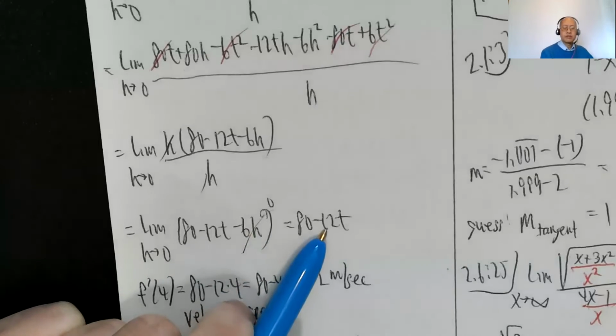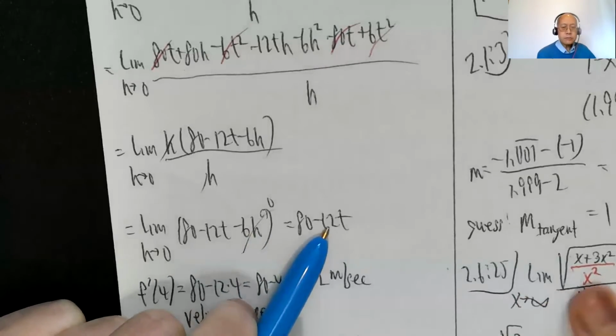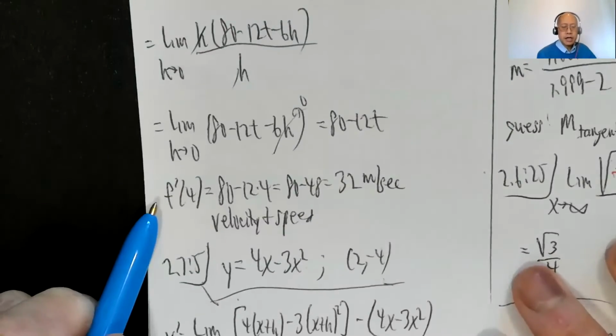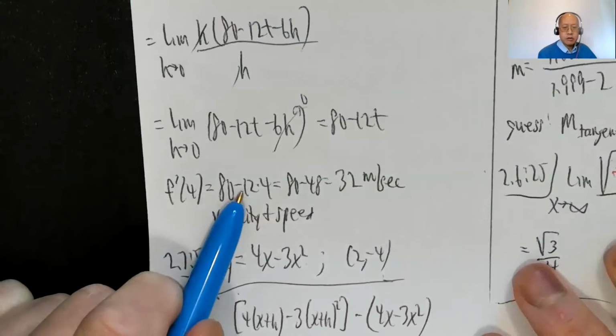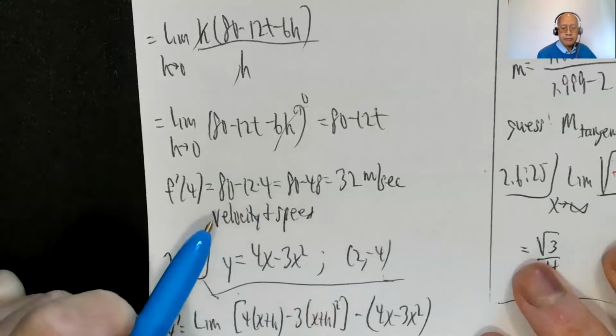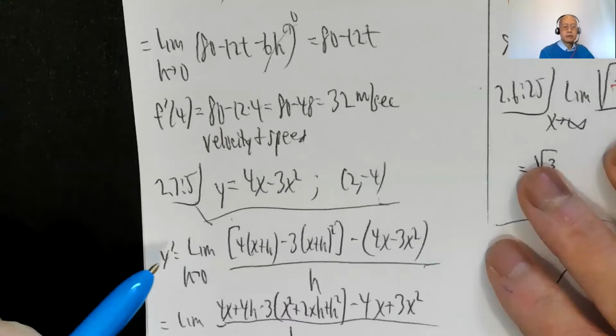So 80 minus 12t is the derivative. Those of you who know the shortcut, you could double check with the shortcut, but you have to show me this on the test. Then I plug in 4. So 80 minus 12 times 4, 80 minus 48. So 32 meters per second is the velocity and also the speed.